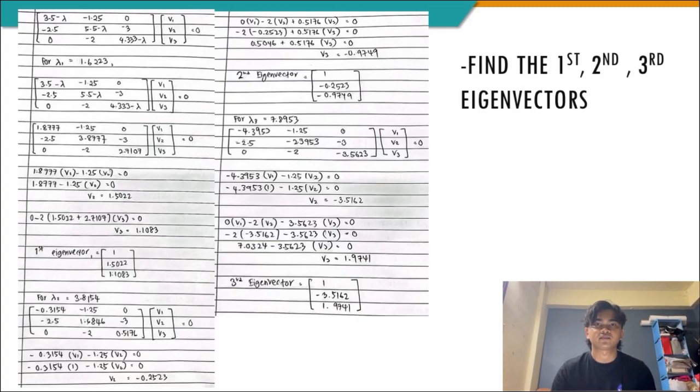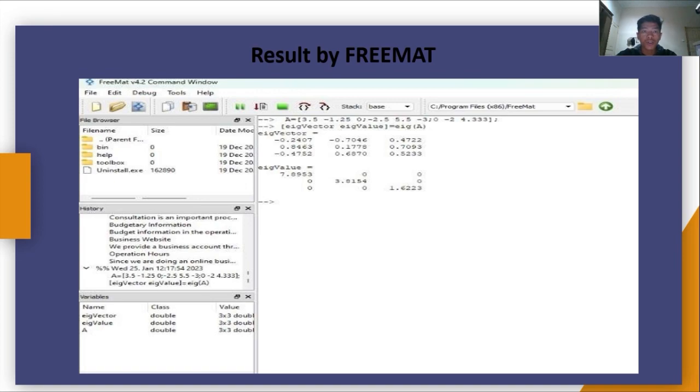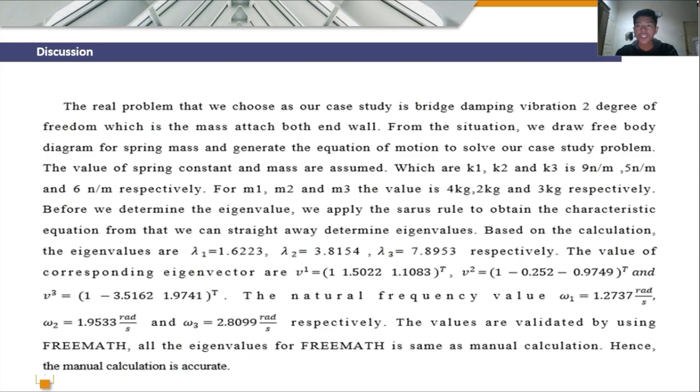That's it. So we go to the result by FreeMat. We can see the value of eigenvectors and the value of the eigenvalues. We can compare it with the manual calculation. So we go to the discussion.